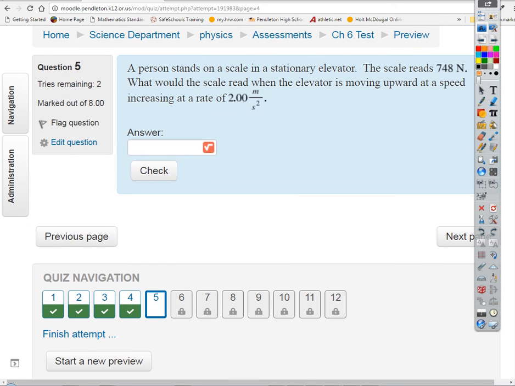Okay, what about this? Let's look at this. Person stands on a scale in a stationary elevator. The scale reads 748 newtons. Okay, so if it's a stationary elevator, that's the normal force, right? The normal force and the weight are going to be balanced. Agree? So we now know that this is also equal to the weight, right? The weight is also 748 newtons.